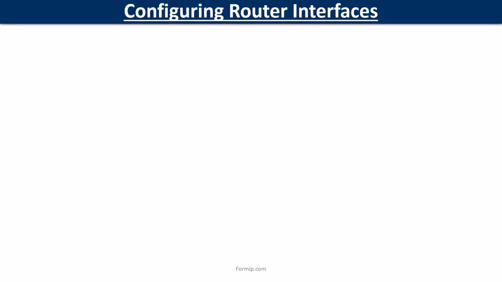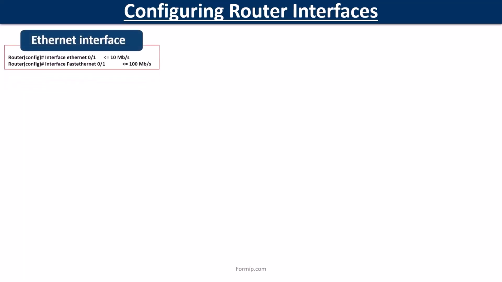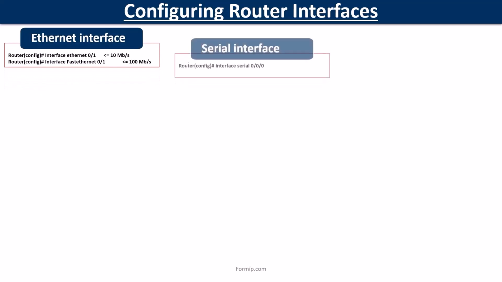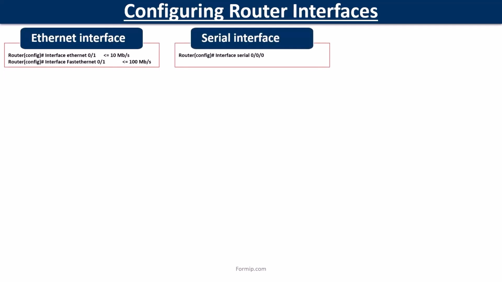One of the main functions of a router is to transfer packets from one network device to another. In order for it to do this, it must configure the interfaces on which it will receive and send the packets. There are two types of physical interfaces for Cisco routers. There are Ethernet interfaces and serial interfaces.